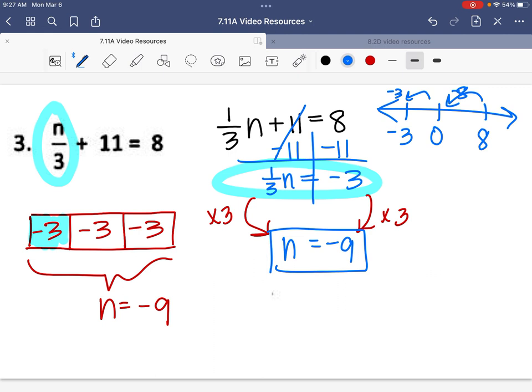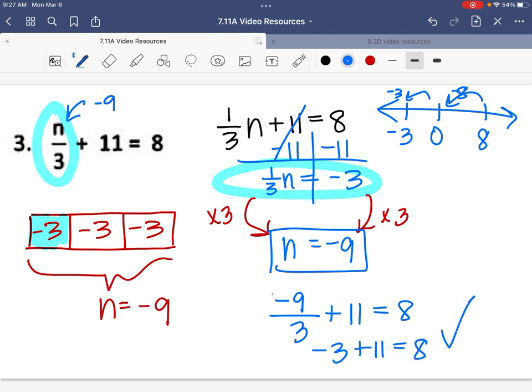And again, we can plug it in and we can check. And I can use either of the equations. I can use n over 3 plus 11 is 8, or I can use how we rewrote it, which is 1/3 of n plus 11 is 8. So I'm going to use the original one, and I'm going to say negative 9, because I've plugged negative 9 in for n. Negative 9 divided by 3 plus 11 is equal to 8. Well, negative 9 divided into 3 groups is a negative 3. Plus 11 does give us a positive 8. So we are done.